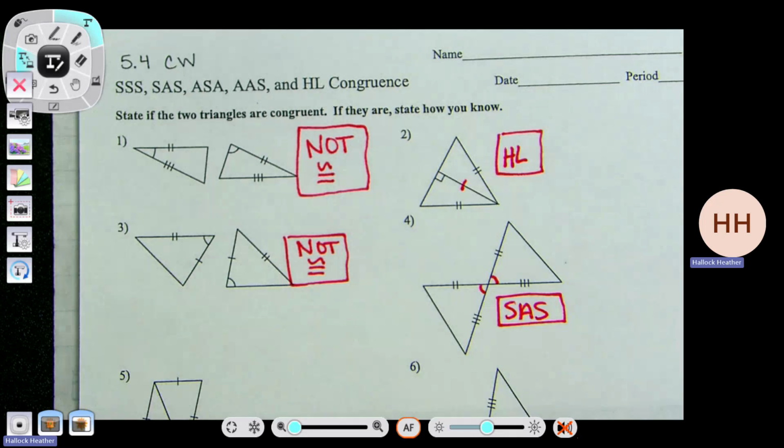So take a couple minutes. You're doing 1 through 16. It's going to take a minute or 2. Doing 1 through 16. Enjoy it.